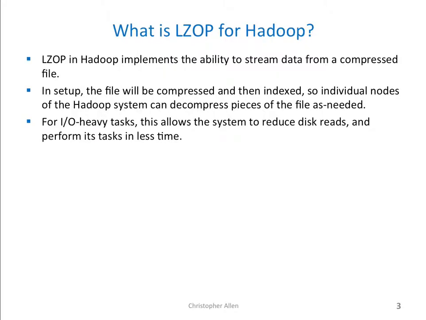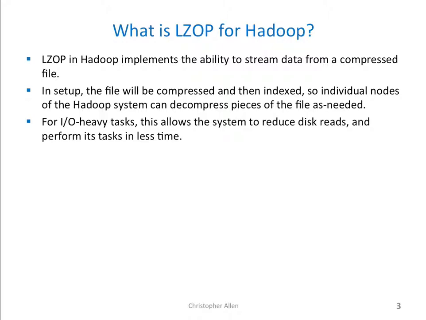First being, what is LZOP for Hadoop? LZOP implements the ability to stream data from a compressed file. Our individual MapReduce tasks can flawlessly and invisibly to them read data from compressed files that as they read it is then decompressed and provided to them as exactly the data they're expecting.